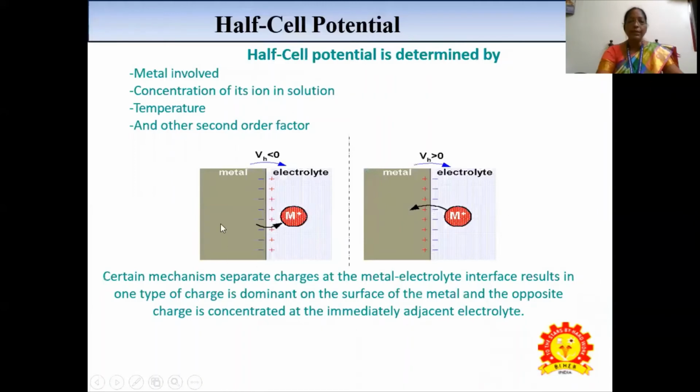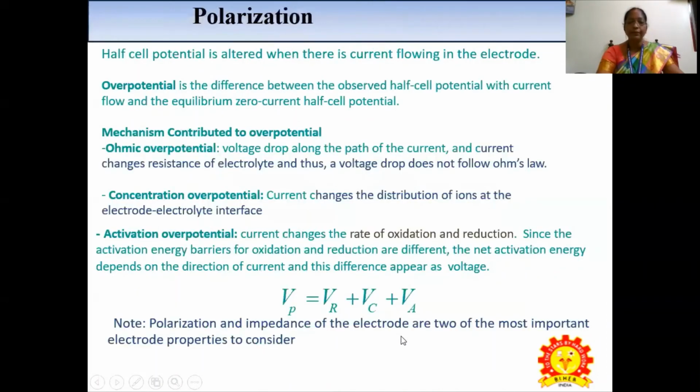Next, half cell potential is determined by the metal involved, the concentration of its ion in the solution, the temperature, and a second factor: a certain mechanism separates charges, and the metal electrode interface results in one type of charge which is dominant on the surface of the metal, and the opposite charge is concentrated in the immediately adjacent electrolyte, as shown in the diagram. Half cell potential is altered when there is a current flowing in the electrode.